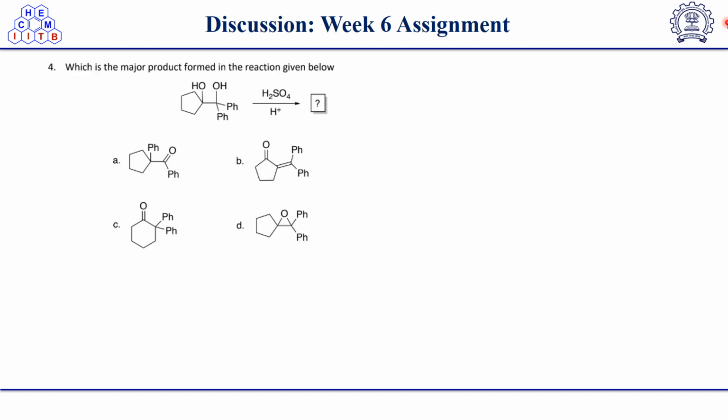Now the next question is, what is the major product formed in the reaction given below? So this is also a named reaction. This diol, upon treatment with this H2SO4 in H plus medium, what will be happening? What will be the major product in this reaction?